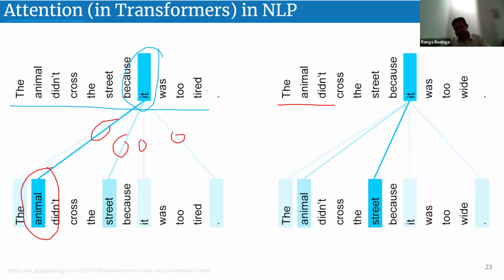But if you take this sentence, the animal didn't cross the street because it was too wide, you know that it refers to the street. So, depending on the context, the words attended to by each word are different. This is able to be captured by the attention mechanism in the transformers, and the transformers have the power to stack many transformer layers on top of each other because their input size and output size are the same.